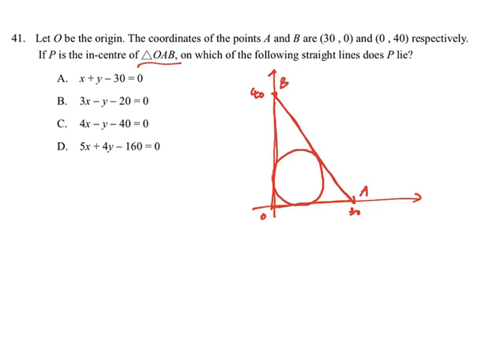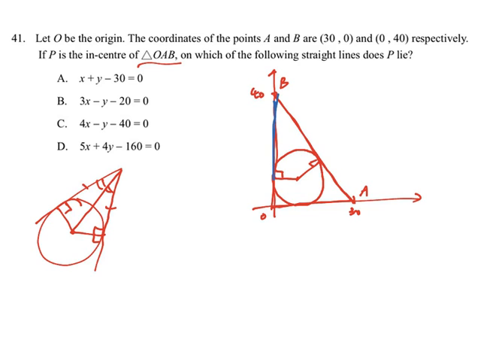So for the tangent properties, if there are 2 sides like this, these 2 angles are the same, like this. So we can see the center is here, right angle, right angle. So this side is equal to this side.